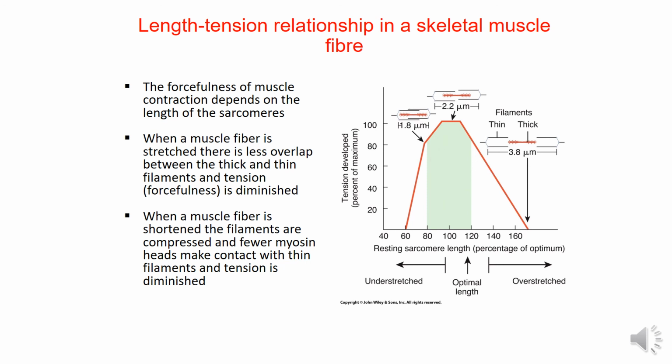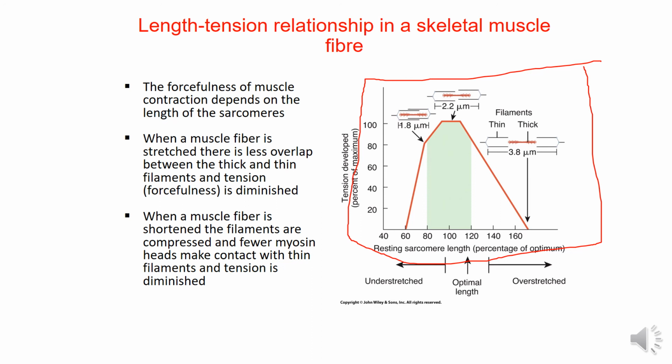Length tension relationship. What is the meaning of the length tension relationship? We have a curve that studies the relation between the length of the sarcomere and the tension created in the muscle. That is the resting sarcomere length, percentage of optimum. That is the tension developed during contraction, percent of maximum. As the length of the sarcomere increases gradually, the tension created in the muscle increases, until we reach a certain point where the tension becomes maximum, and any further increase in the length of the sarcomere is associated with a decrease in the tension of the muscle.